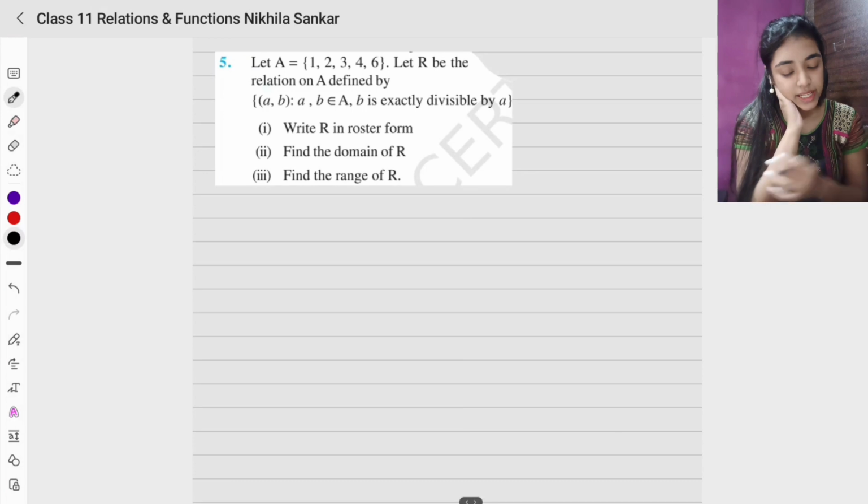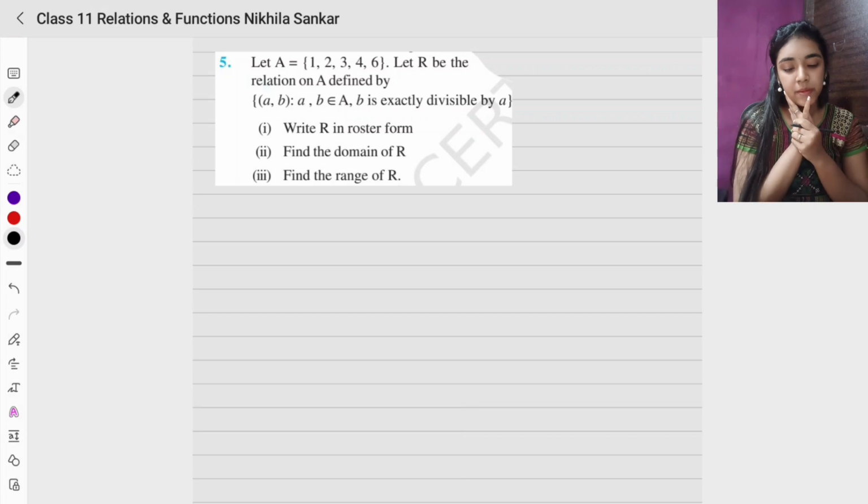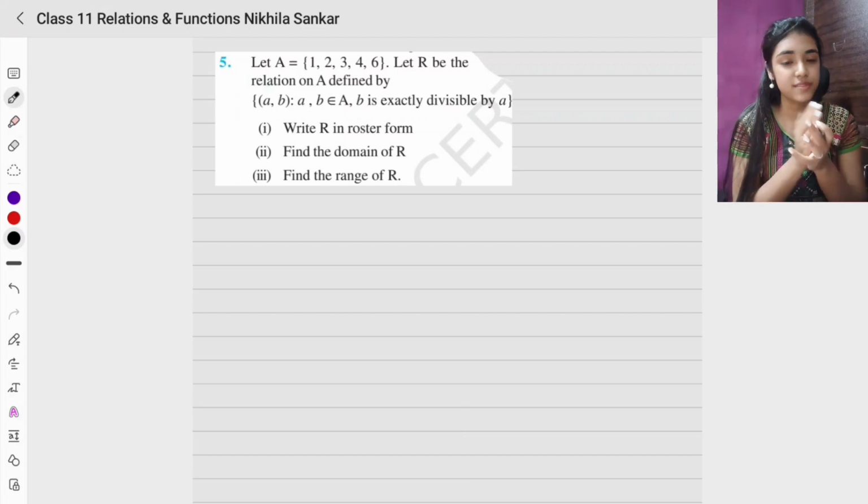Question number 5. Let A equals {1, 2, 3, 4, 6}. Okay, look. Let R be the relation on A defined by (a, b) belonging to A, where b is exactly divisible by a. Okay, in English this wording is very, very important. It might be a little confusing.